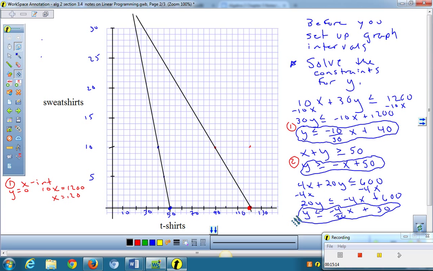And our final graph, which I'll label number 3, in green. All right, so this one we should be able to graph pretty easily. If we did x and y intercepts for number 3, let y equal 0 to get the x-intercept. 4x equals 600. What's 600 divided by 4?